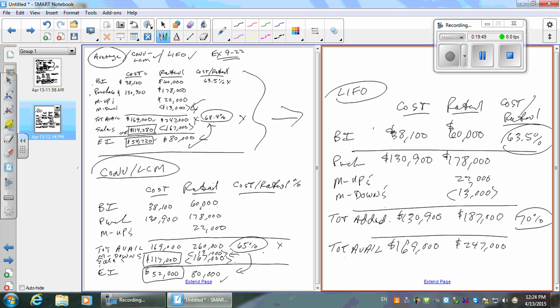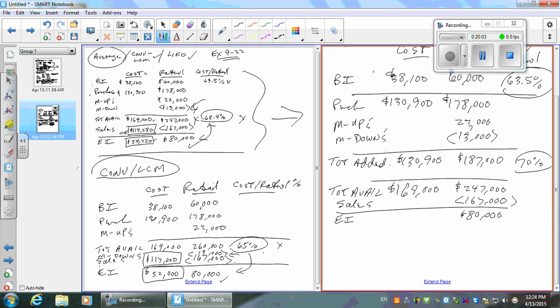Take out your sales. And it's still the same ending inventory. It's a miracle. Okay, so here we go. Ending inventory is 80,000. But now what do you want to do, guys? You better do your layers. So that 80,000 consists of what? 60,000 beginning. So take away your beginning now.